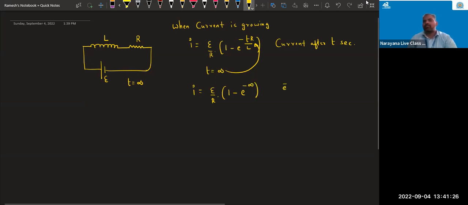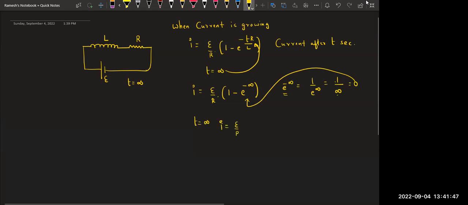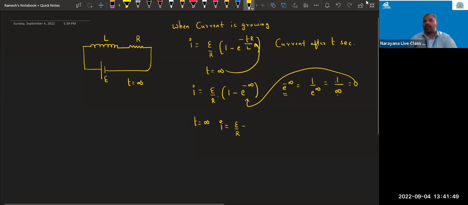What is e power minus infinity meaning? 1 by e power infinity, no? Something power infinity means what? Infinity only. Something by infinity means what? 0. So e power minus infinity value is how much? 0. So after a long time, current in the circuit is how much? E by R. This kind of current is called steady state current.